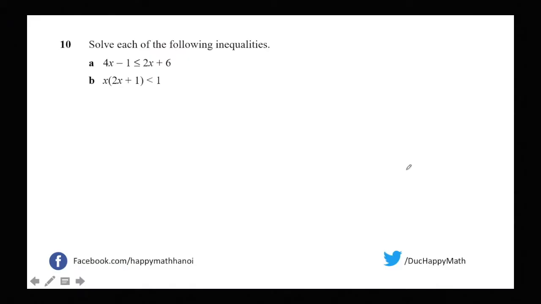Question 10. Solve each of the following inequalities. This is a linear inequality, so quite easy. Just put h on one side: 6 plus 1, change the position, change the sign. So h will be less than 7 over 2. You divide both sides by the positive number.